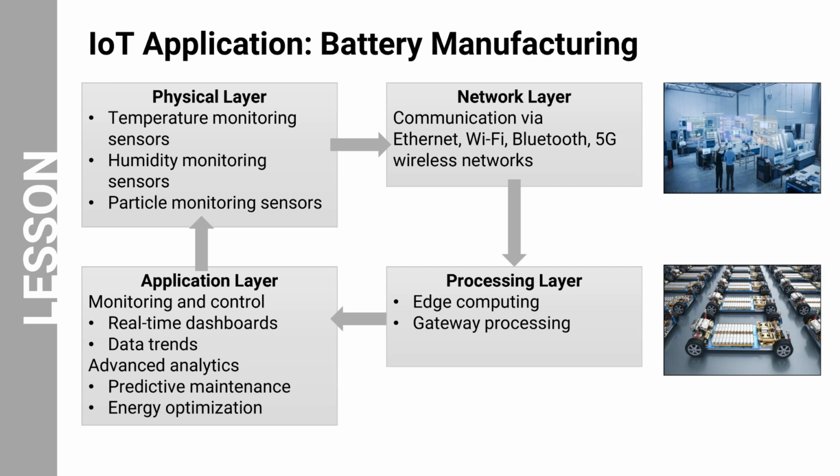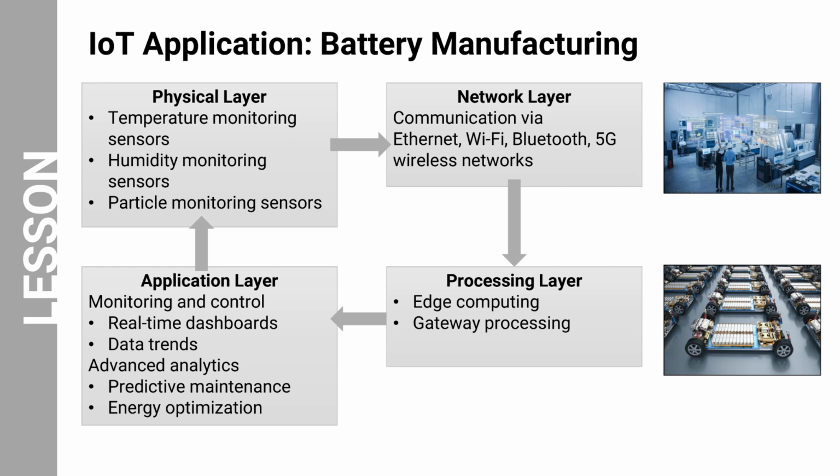Finally, the application layer represents the intelligence of the system, where monitoring and control functions are executed. Real-time dashboards display current conditions, while advanced analytics track data trends. This layer also enables predictive maintenance scheduling and energy optimization through sophisticated algorithms. For instance, if temperature trends indicate potential heating or cooling system issues, the predictive maintenance system can schedule interventions before problems affect production.